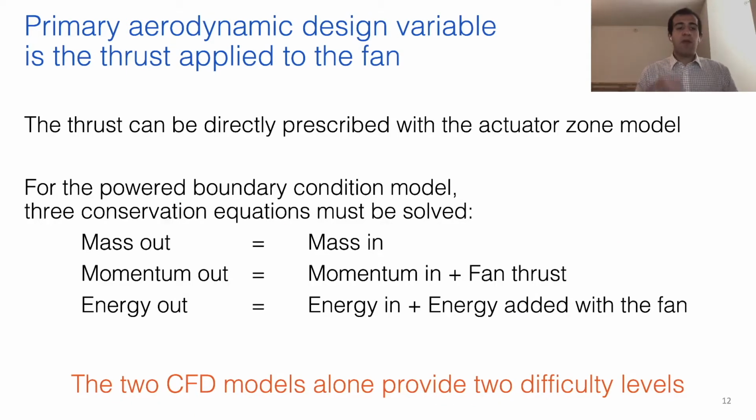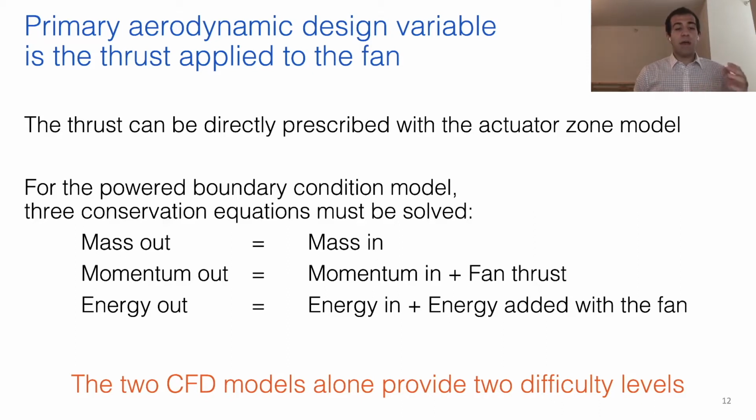And the primary aerodynamic design variable we have is the thrust applied to the fan. And this thrust can be directly prescribed with the actuator zone model that's equal to the total thrust you add over the whole volume of the fan. For the power boundary condition model, though, you need to solve 3 conservation equations to get a balanced solution.